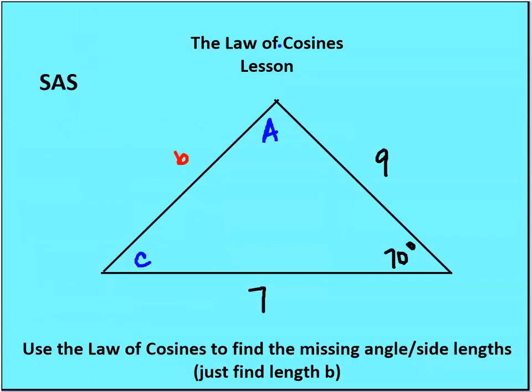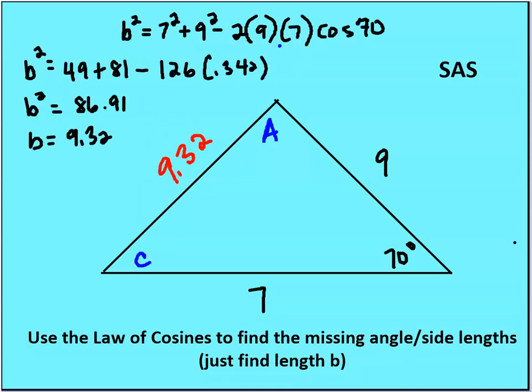And now we're going to try side-angle-side. So let's just find the length of b in this case. You can pause here to take down the information. And you're going to see that you're going to get 9.32 when you do the work, and you can see my work here.